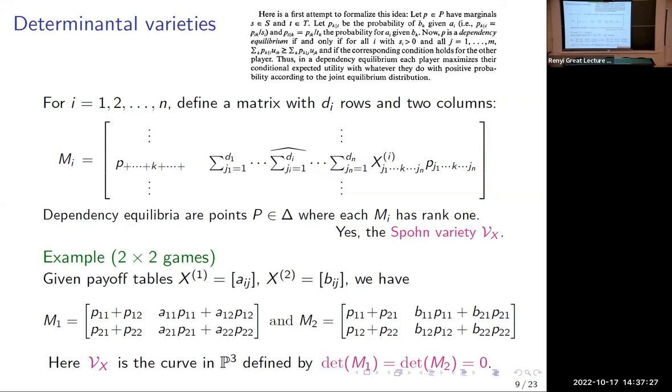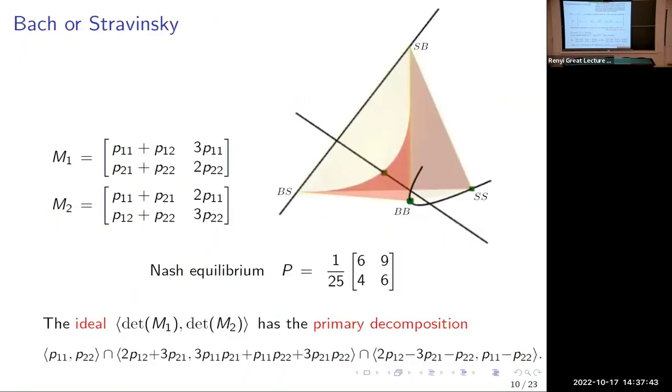Okay, so it's a curve, right? It's given by two quadratic equations. So I have a curve in 3-space given by the first quadratic equation and the second quadratic equation. So what can we say about a curve that's the intersection of two quadratic surfaces in a 3-dimensional space? Well, let's compute this for Bach or Stravinsky, right? So for the first player, we get this matrix M_1. For the second player, we get this matrix M_2.